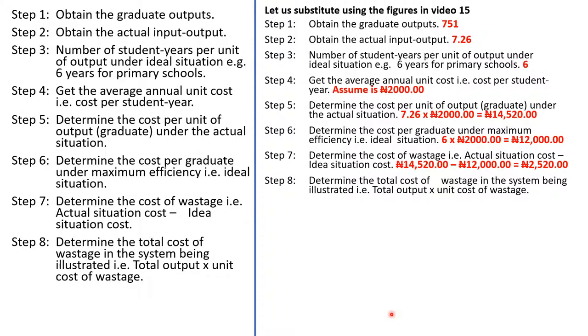Then determine the total cost of wastage in the system, that is the total output times the unit cost of wastage. We have gotten the unit cost of wastage. So what is the total output? Total output is 751. The unit cost of wastage is 2,520 naira. So you multiply, and this will now give us 1,892,520. That is the cost of wastage.